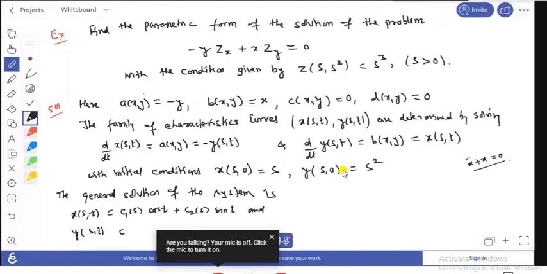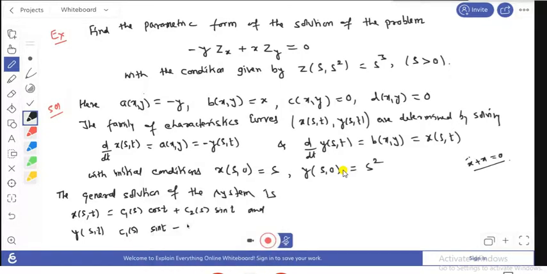So in that case, you find this becomes c1 of s, and this is sine t minus c2 as this equals to cos t, because the sign is changed. Okay, so here, if these two are the solution of this ordinary differential equation, then you have to use this initial condition, and if you use the condition, we find what is the value of c1.